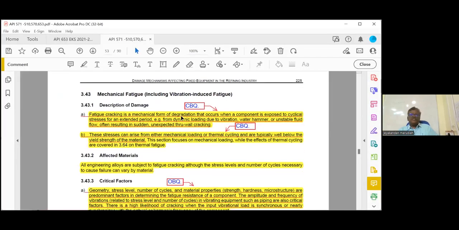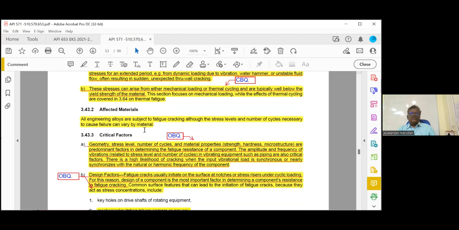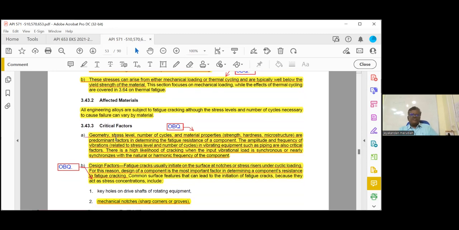Fatigue cracking is a mechanical form of degradation that occurs when the component is exposed to cyclic stresses for an extended period. Dynamic loading due to vibration, water hammer, or unstable fluid flow often results in sudden, unexpected through-wall cracking. That is important. This stress can arise from either mechanical or thermal cycling and is typically well below the yield strength. That is a close book question. Then material also affects it, but that is not important. Critical factors are geometry, stress level, number of cycles, and the material's properties. Strength and hardness are the predominant factors.